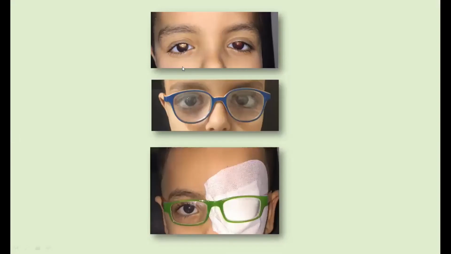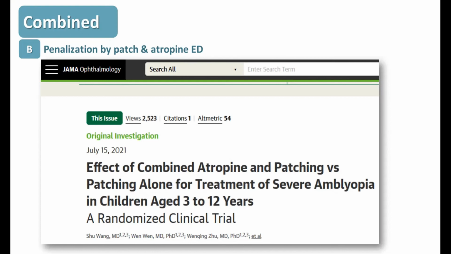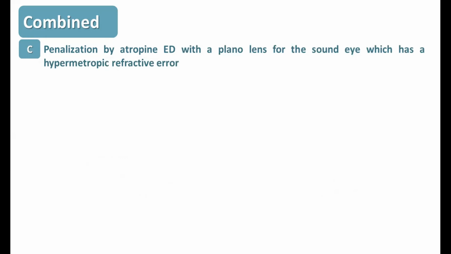That's why the right eye is amblyopic, and he is given glasses, and later on he is given a patch on the sound eye. As you notice also, there is a change in the frame because this is over follow-up visits. An example of combined treatment is the use of spectacles and patch. Another line of combined treatment is the use of a part-time patch, of course, and atropine eye drops. So we penalize the sound eye by two mechanisms, a part-time patch and atropine eye drops. Another form of combined treatment, as we already mentioned, is weekend atropine eye drops with a plano lens for the sound eye, which has a hypermetropic refractive error.